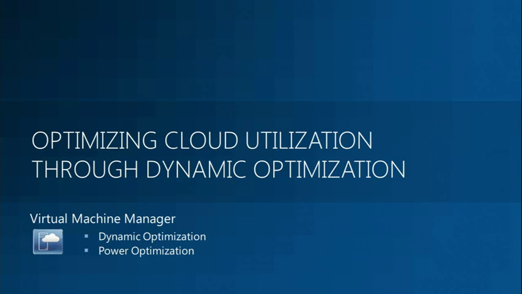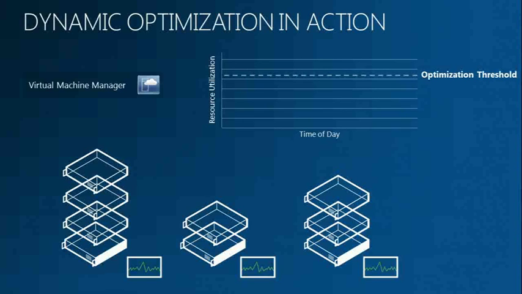So the first thing we've done is that within VMM 2012, we've introduced this capability called dynamic optimization. And what dynamic optimization does is it allows me to look at the underlying physical resources and the virtual machines that are running on top of there and rebalance them on the fly if something goes wrong and I'm starting to fill up all the resources on a specific box. So we're monitoring each of the systems, and when that utilization goes above a certain threshold, then what we'll do is we will migrate some of those virtual machines off of that system to rebalance the workload.